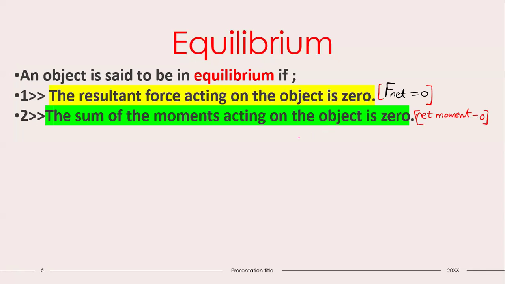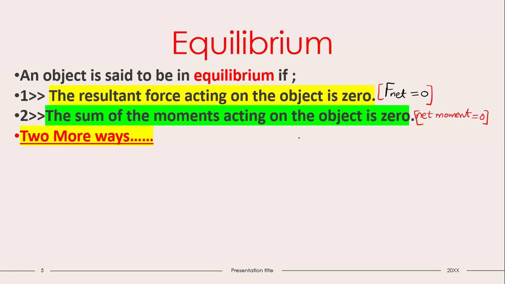So these two are the essential ingredients for an object to be in equilibrium or in a balanced state. And remember, balanced state means that the object can be at rest. It is said to be in static equilibrium, and it can be moving with uniform velocity or in uniform motion. That is said to be in dynamic equilibrium.